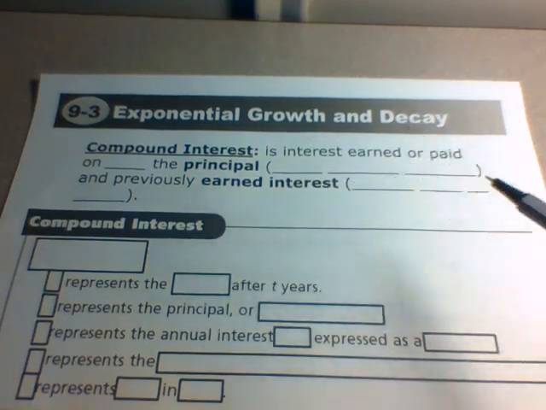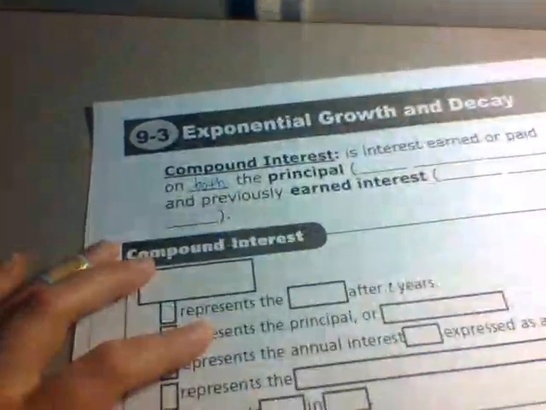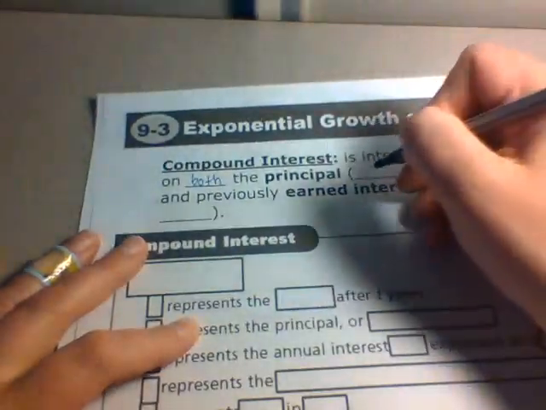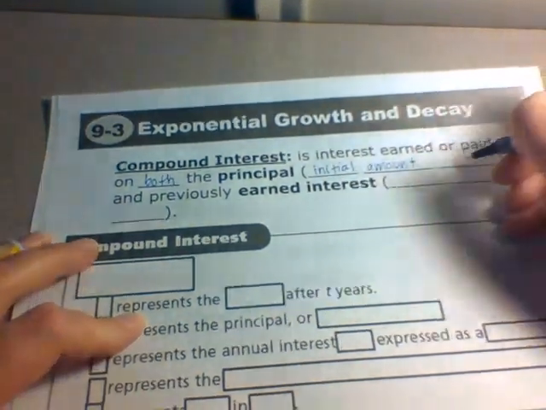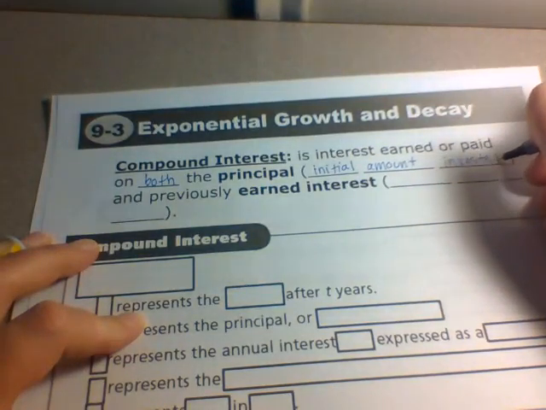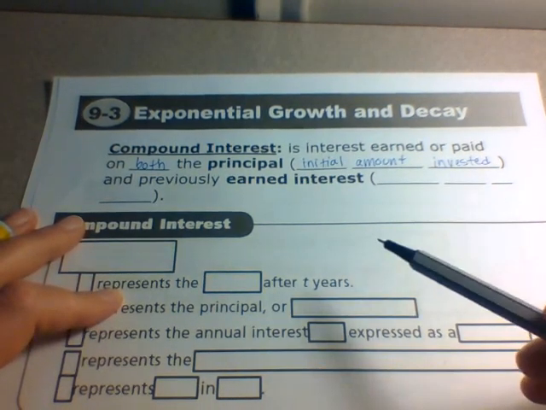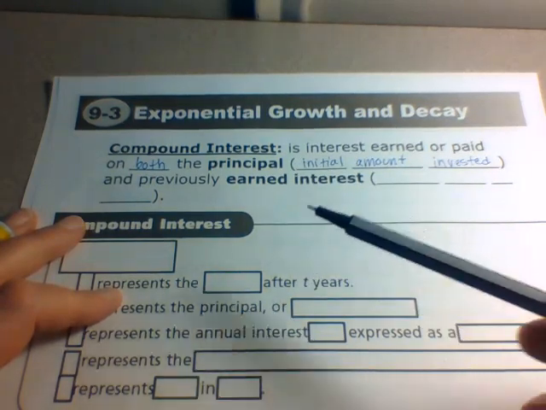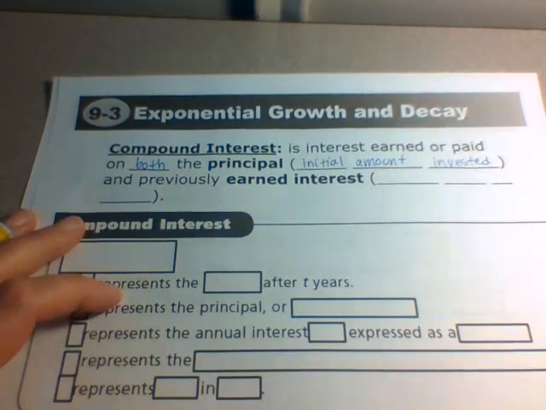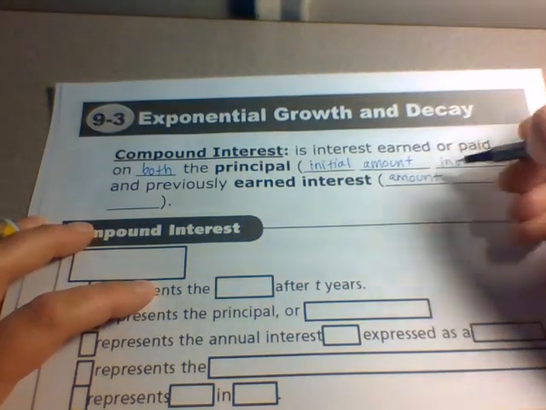So if we look at filling in this, your compound interest is earned or paid on both the principal, which is the initial amount invested, and previously earned interest. So what happens is, if you earned money from having the interest given to you the first time in the year, then you're going to earn interest on that interest that you just got. So anyway, earned interest is the amount paid by the bank.